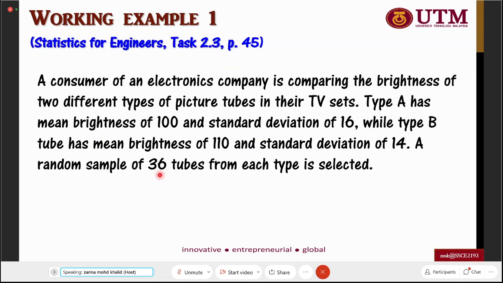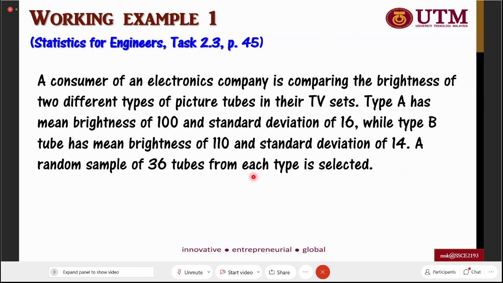A random sample of 36 tubes from each type is selected. Now you take a sample of 36 tubes. Now, hold on a second. Do you see any distribution mentioned anywhere in this question? Related to brightness, do you have any distribution stated? No, you don't know what the distribution is for this question. But what you know is that the sample size is large.